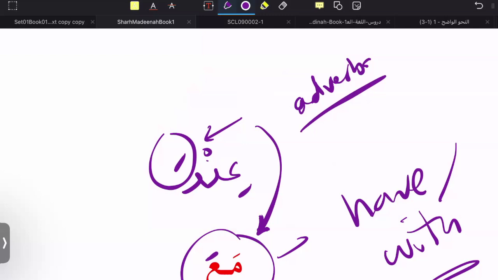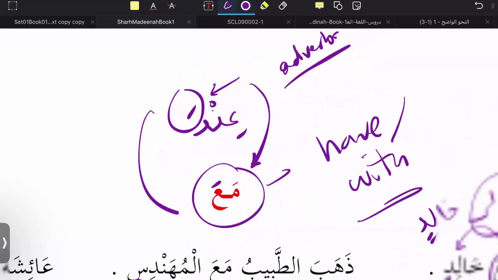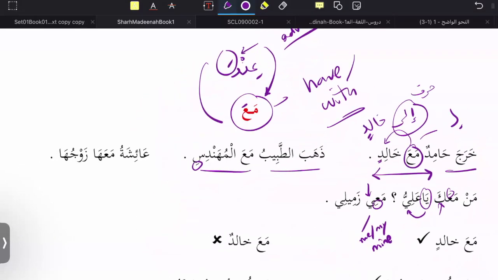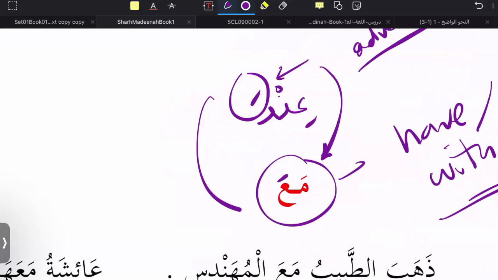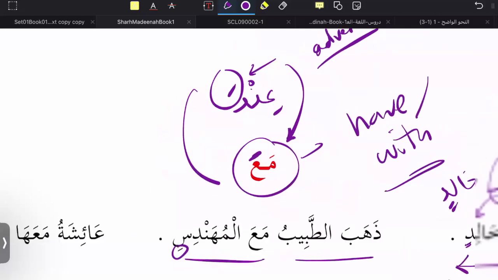Adverbs take a fatha. So this is another grammatical thing that we'll learn when we change from the dhamma to fatha. We know how to change from dhamma to kasra when you have a preposition or the second word of idafa, but adverbs will take a fatha. Inshallah, we'll talk about them. Just don't worry about it too much, but make sure that the default spelling is with the fatha.